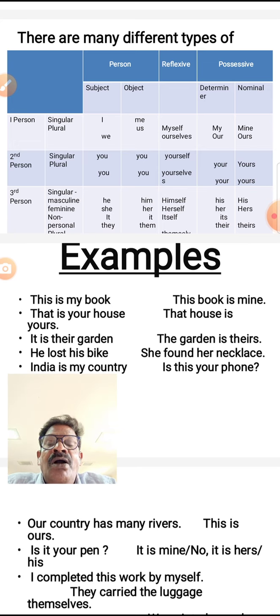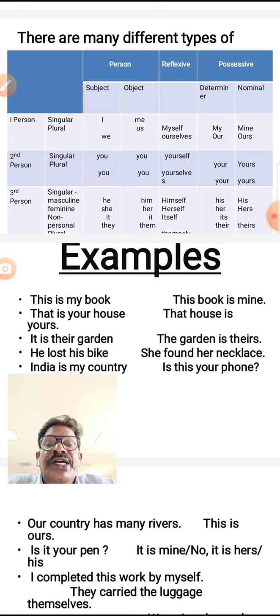So now I have given some examples to you so that you can have clarity by going through these examples. This is my book. That itself is showing that it is not your book. Okay. And look at the second sentence. This book is mine. Here mine is working as a possessive pronoun. Okay.